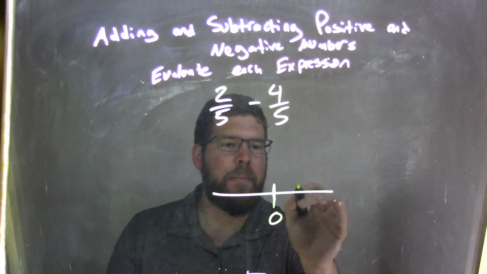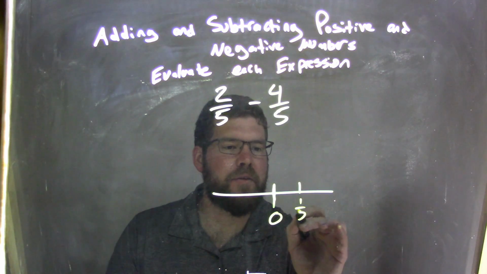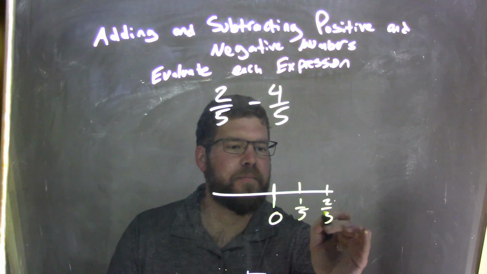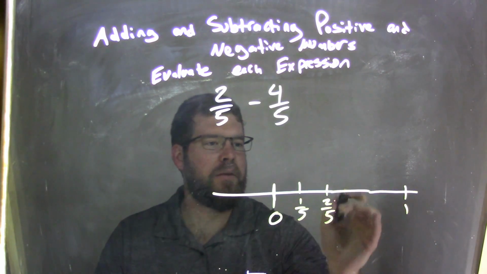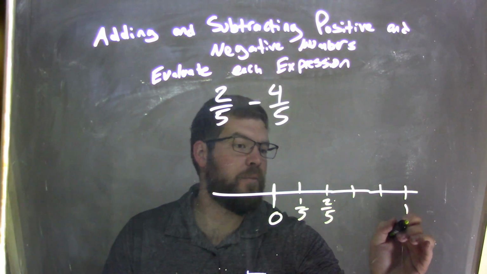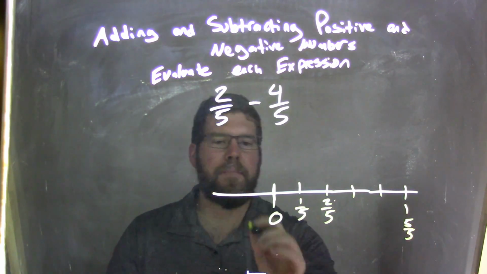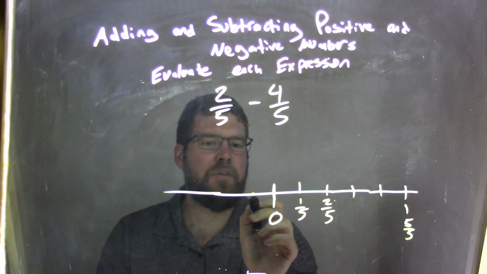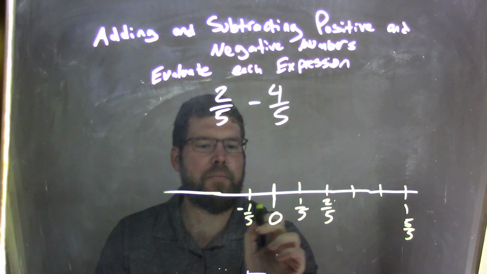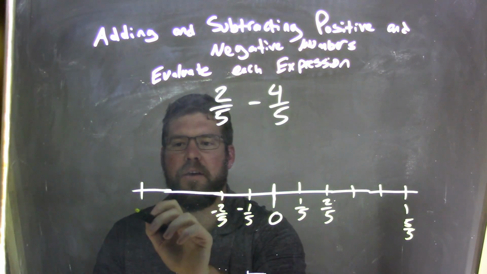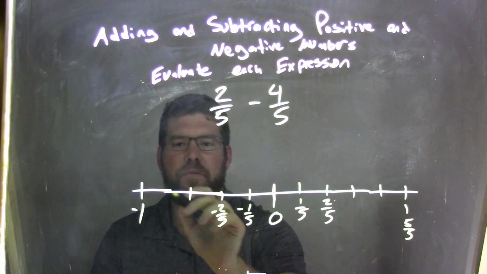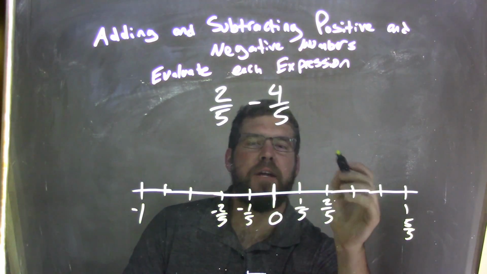We have 0. I'm going to put right here 1/5, and here 2/5, and then coming out here eventually there's 1. Okay. 3/5, 4/5, and 1 being 5/5. And then to the left of 0, I have negative 1/5 and negative 2/5, and I keep going, eventually negative 1, and 3/5, 4/5.